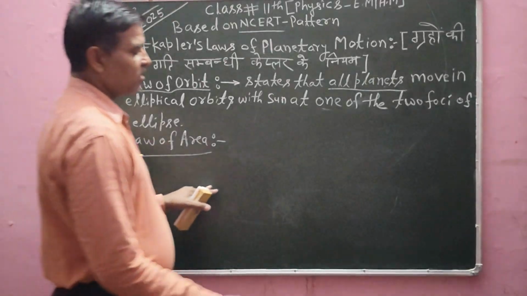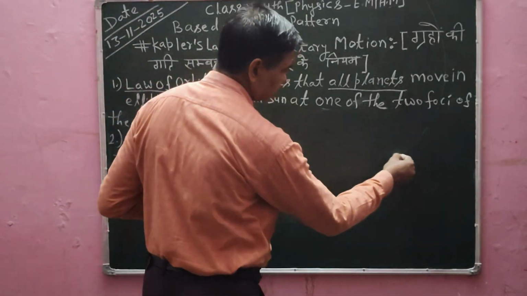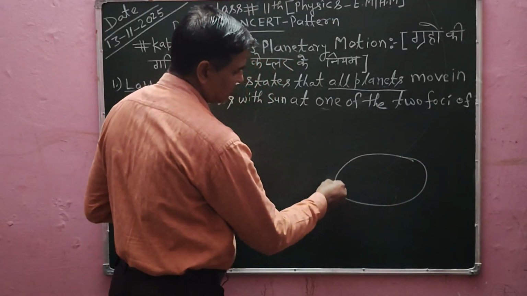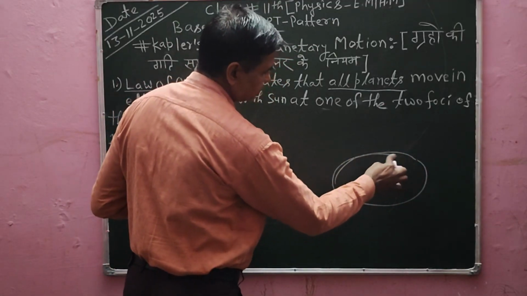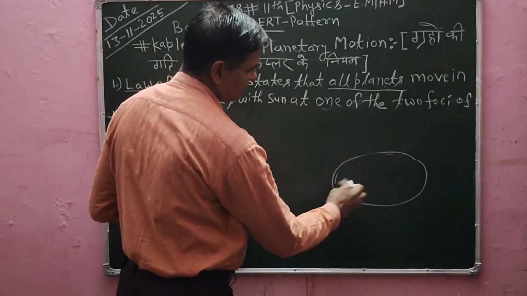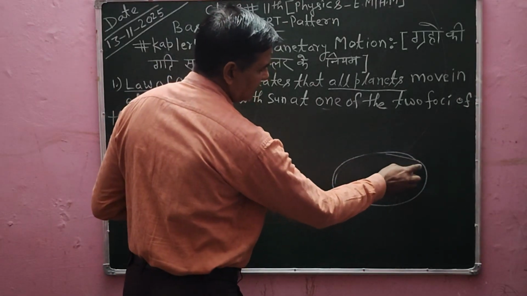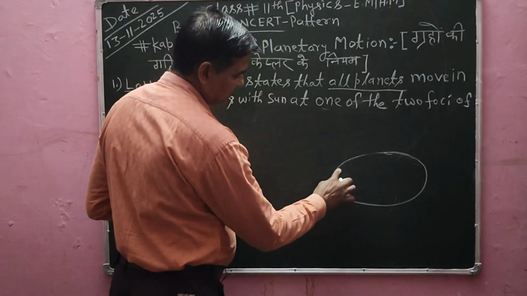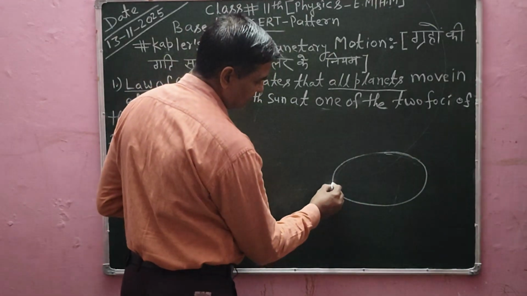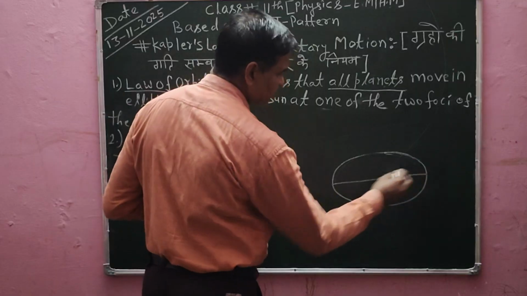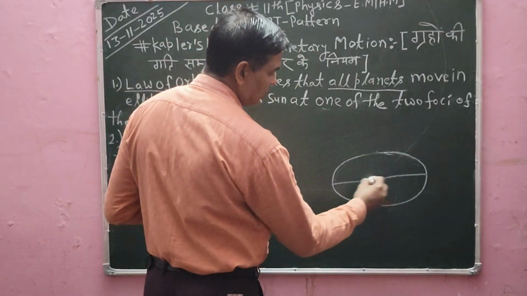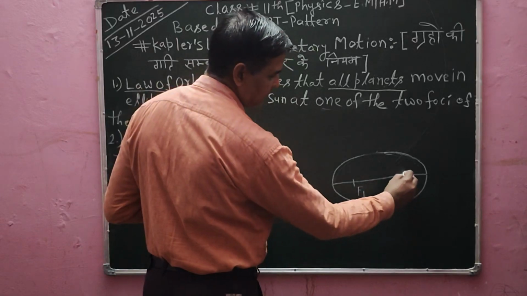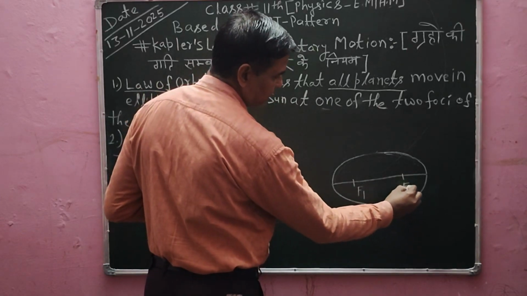Now here I will draw an elliptical path, and then I will use Kepler's second law. Suppose that this is the elliptical path, and here I will draw a major axis, and I will also take two foci. One focus will be F1 and the other focus will be F2.